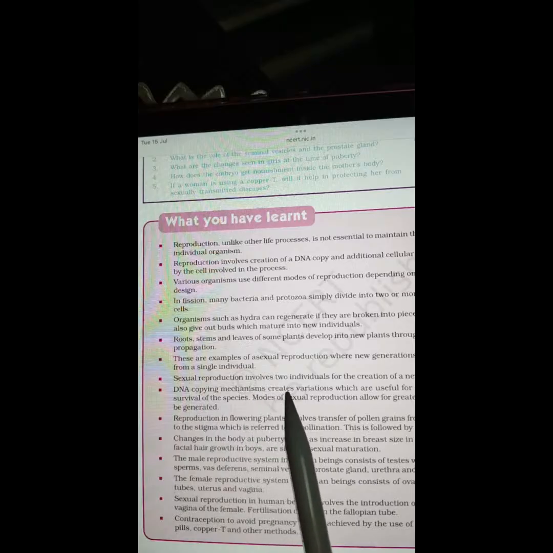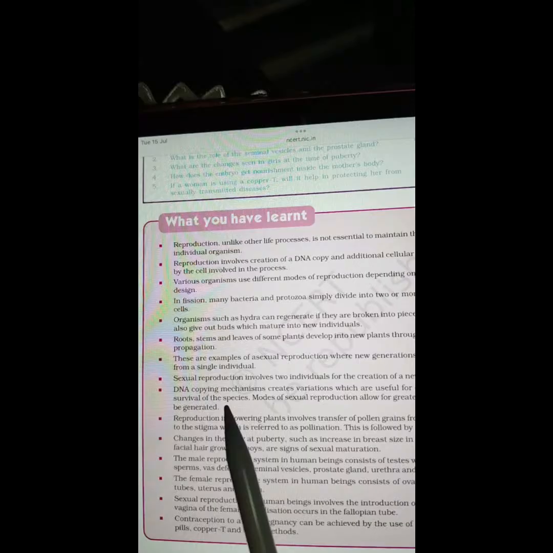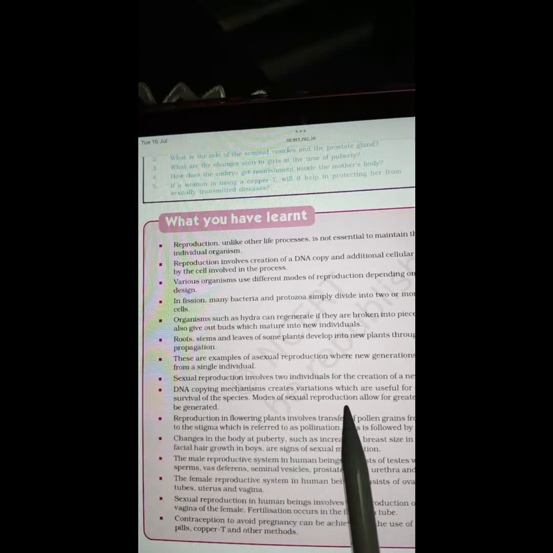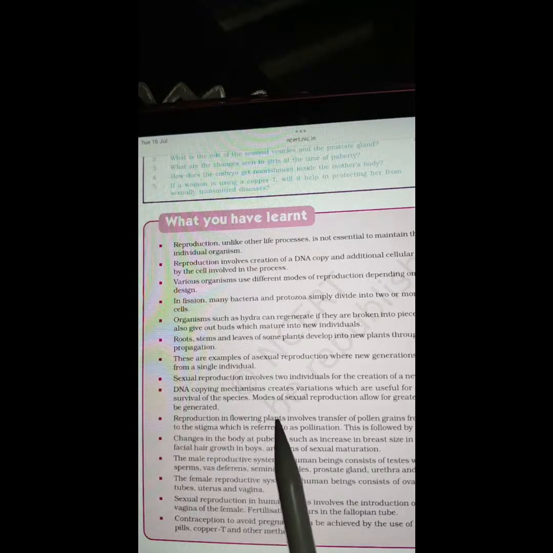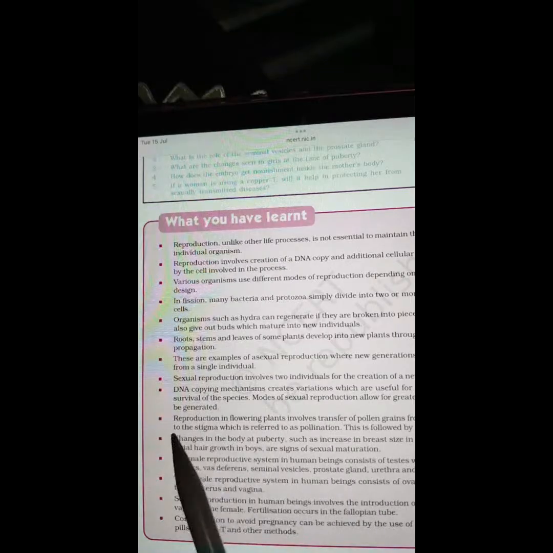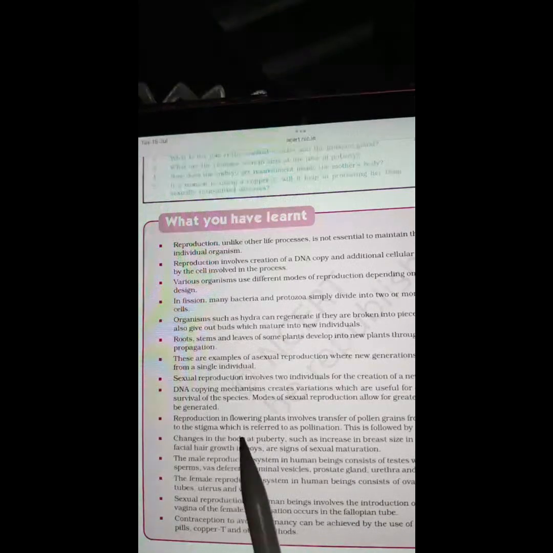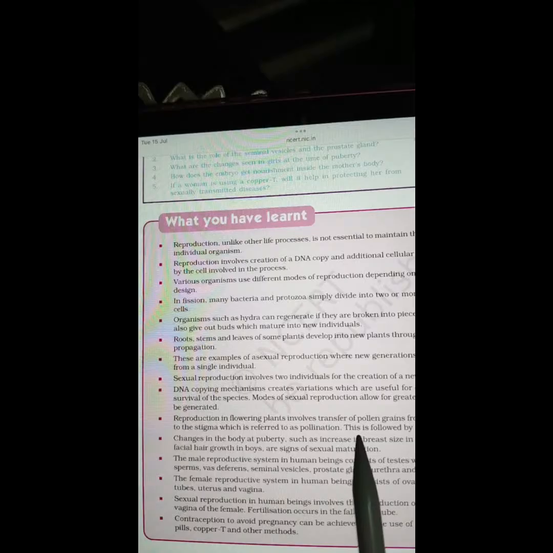Sexual reproduction involves two individuals for the creation of a new individual. DNA copying mechanisms create variations which are useful for ensuring the survival of the species. Modes of sexual reproduction allow for greater variation to be generated. Reproduction in flowering plants involves transfer of pollen grains from the anther to the stigma, which is referred to as pollination. This is followed by fertilization.